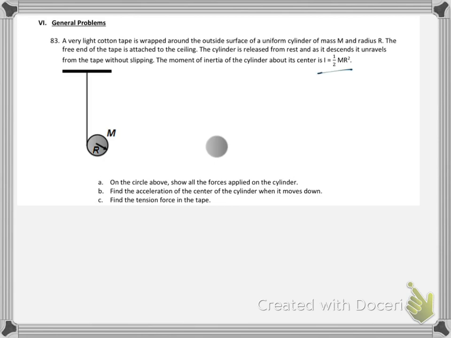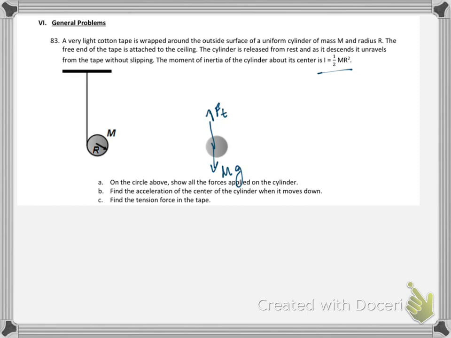Letter A. On the circle above, show all of the forces applied on the cylinder. We have mg down, and we have a tension force going up. B. Find the acceleration of the center of the cylinder when it moves down.